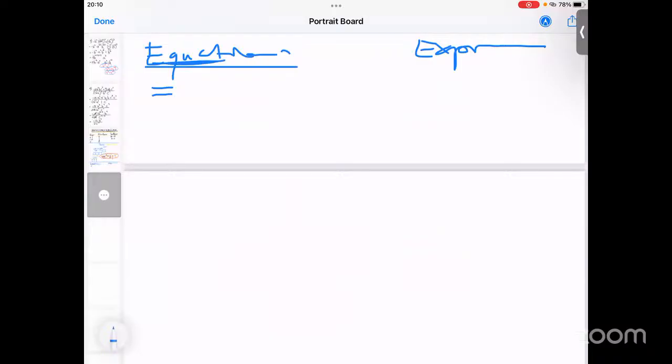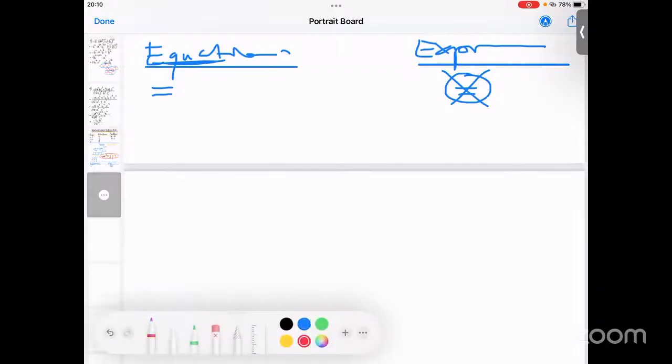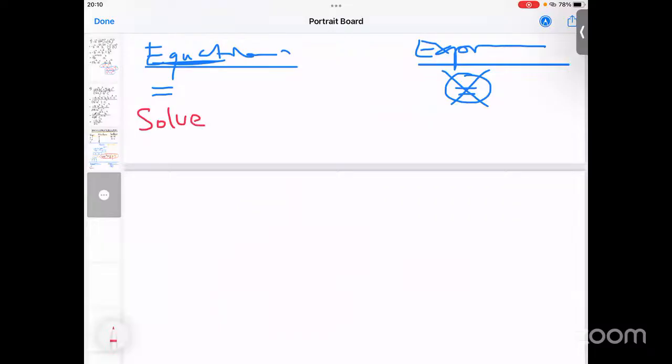Equation has an equal sign. So that means with an expression, you do not have an equal sign. That is the first thing when you interpret a given math problem. The second thing to be aware of is that every time you have an equation, you must solve. But when you have an expression, you simplify.